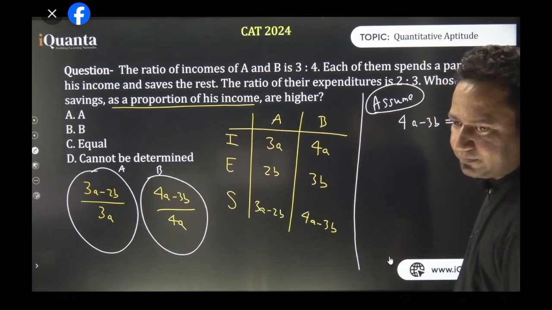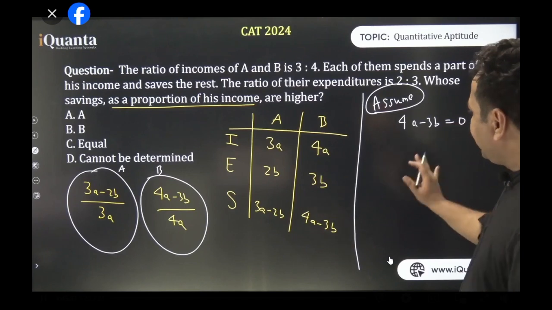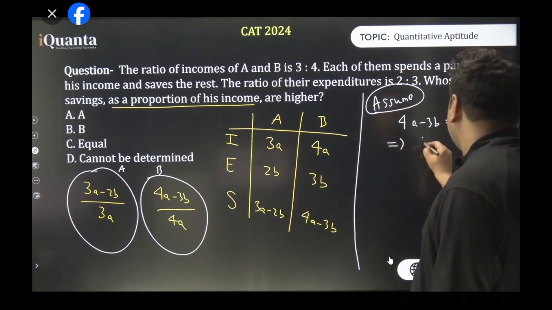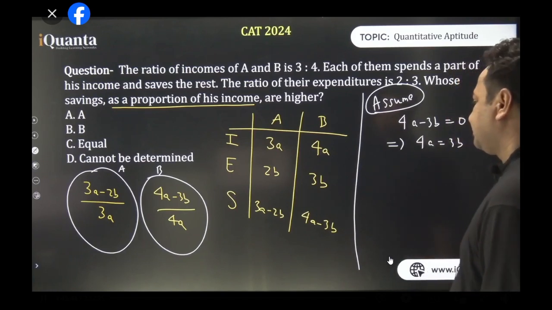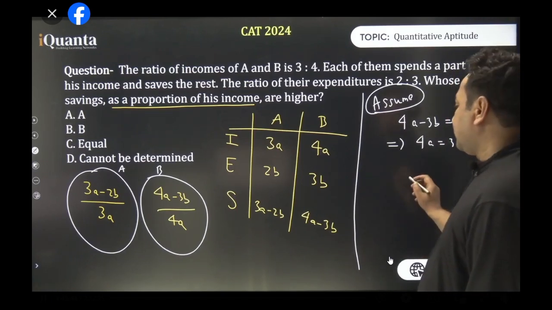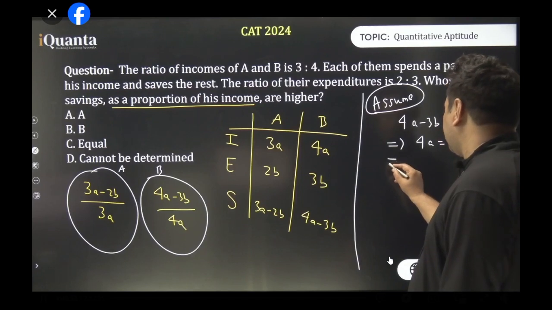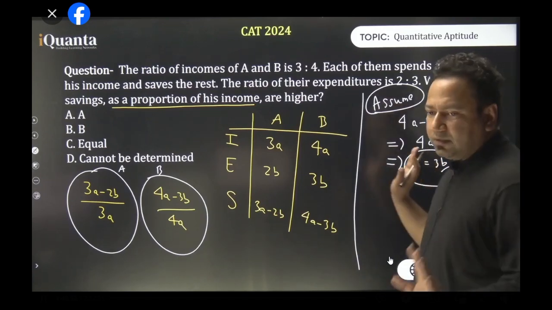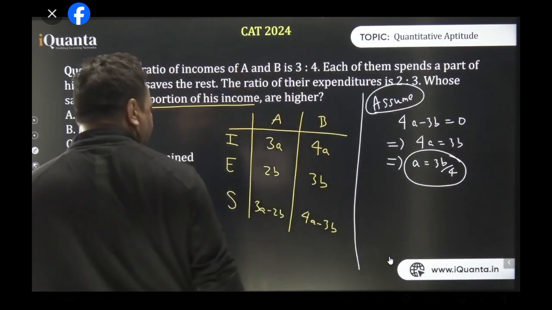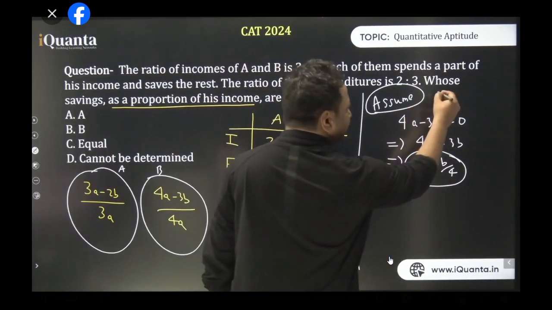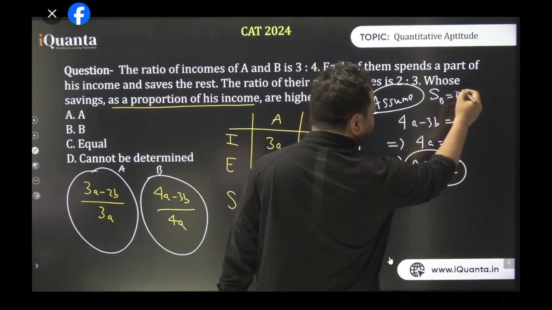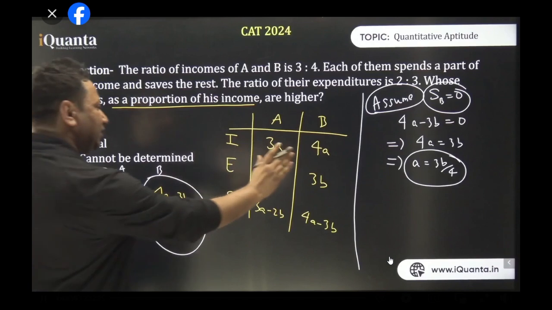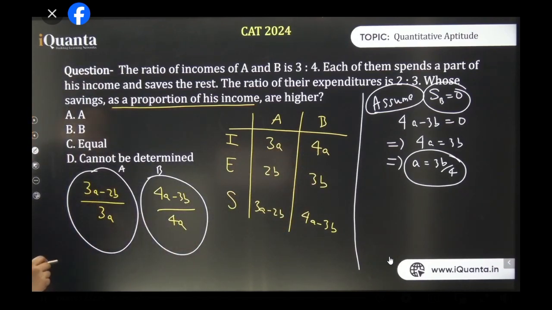All right? So Ranjana, see. I'm assuming that saving of B is 0. Okay? 4A minus 3B is equal to 0, which means 4A is equal to 3B, which also means A is equal to 3B by 4. So far, so good. Clear? Now, I've assumed the saving of B is 0. If saving of B is 0, then A is equal to 3B by 4. I'll put this value of A here and try to find what happens.